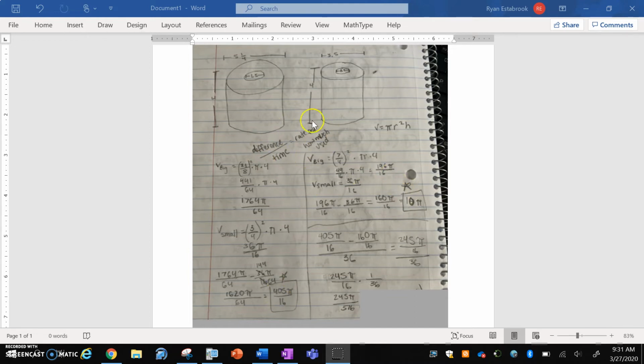And again, I can see her thought process here. The difference in the volumes divided by the time is the rate for how fast it's being used. So she subtracted beginning minus end, divided it by 36 hours. So here's the difference divided by 36. And then when she simplified that, she got a rate of 245 pi over 576. That would be in inches cubed per hour.